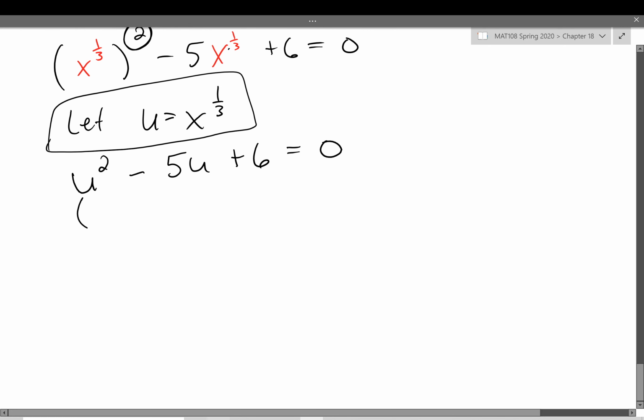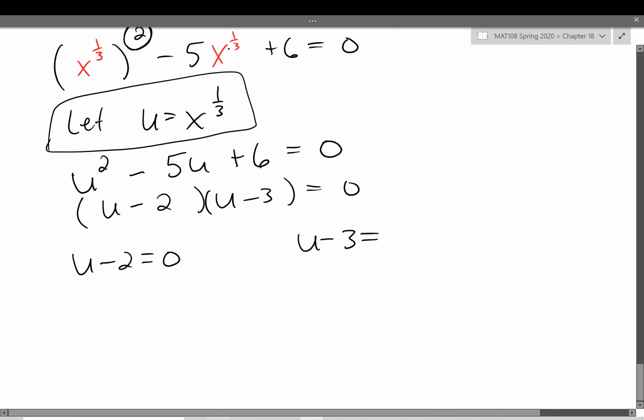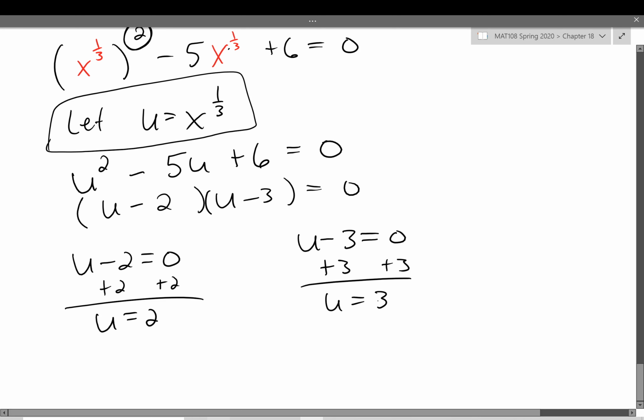So let's factor. I know this can be factored. So I get a u and a u, a minus and a minus. How about a 2 and a 3? So this is going to give me u minus 2 equals 0 and u minus 3 equals 0. So I add 2 to both sides. That gives me u equals 2. I add 3 to both sides. That gives me u equals 3, okay?